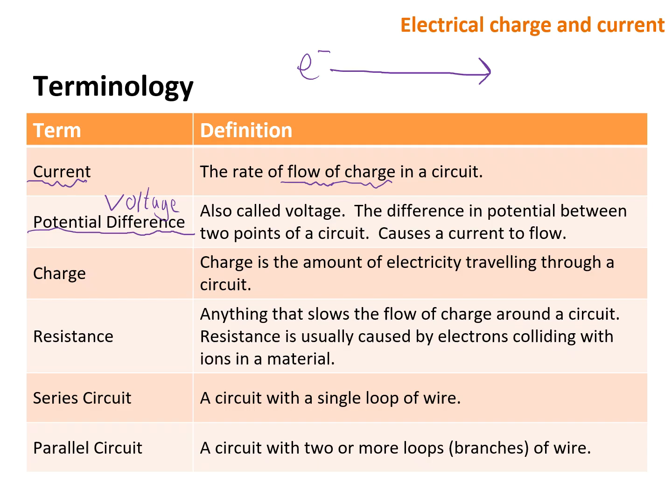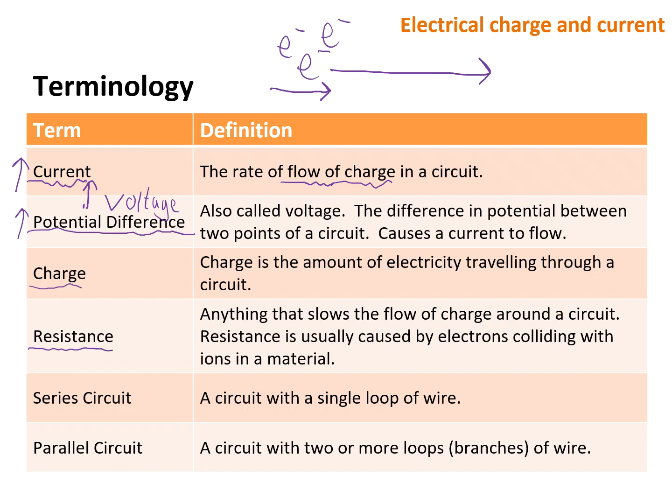The voltage is what gives that electron the push to make it flow. So the voltage, the potential difference, causes the electrons to flow. Therefore, if you have a bigger potential difference, you have a bigger current. Charge is the amount of electrons flowing around a circuit. So if we have lots of electrons flowing around a circuit, there's a bigger charge.